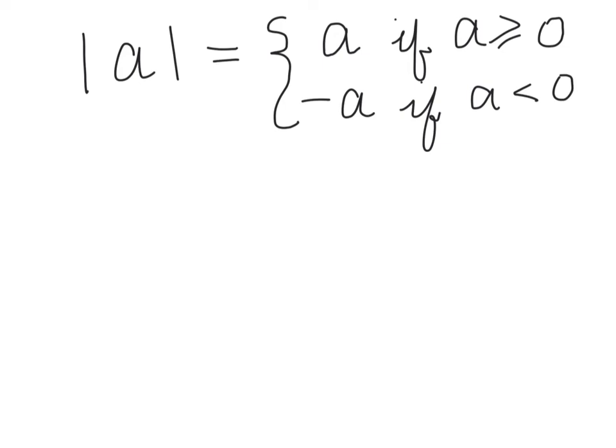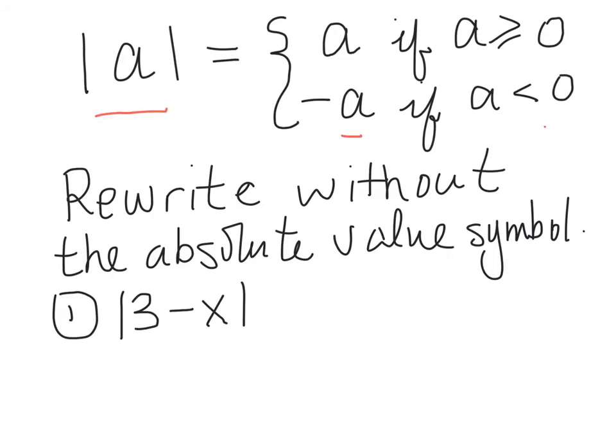By definition, the absolute value of a real number a is equal to its distance to 0 on the real number line. So what that means is that the absolute value of a will be equal to a if a is greater than or equal to 0, and minus a if a is less than 0. Keeping this in mind, let's complete the following problems.